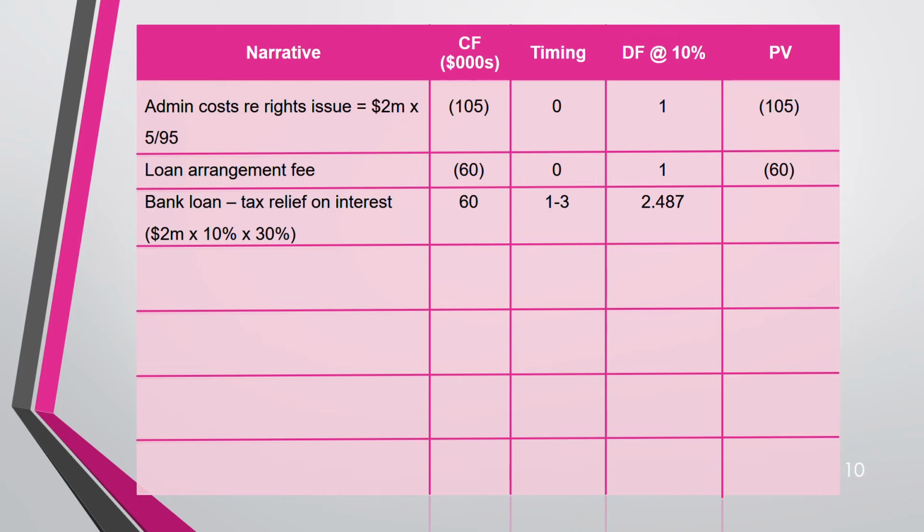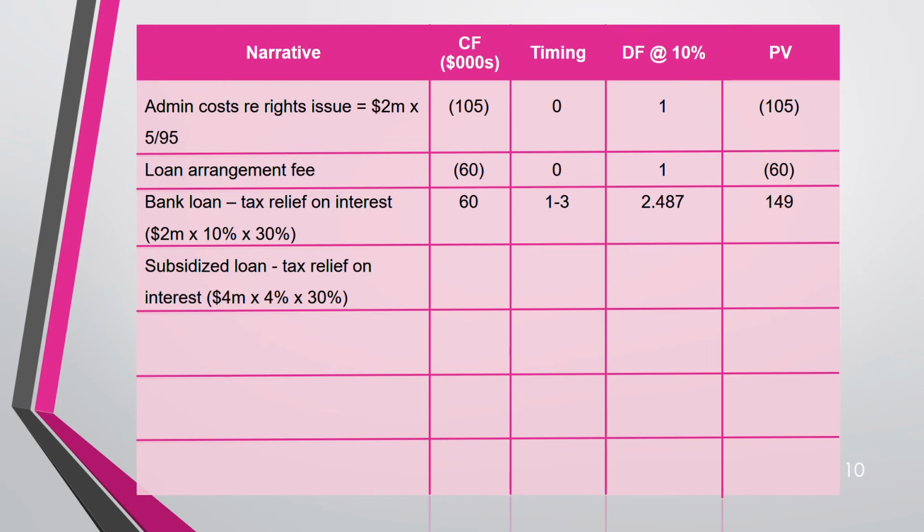Okay, 3 years at 10%. If you have to find the annuity factor, you have to first find that it's at 10% and then 3 years. You will get 2.487. So multiply 60 by 2.487. Present value will be 149.